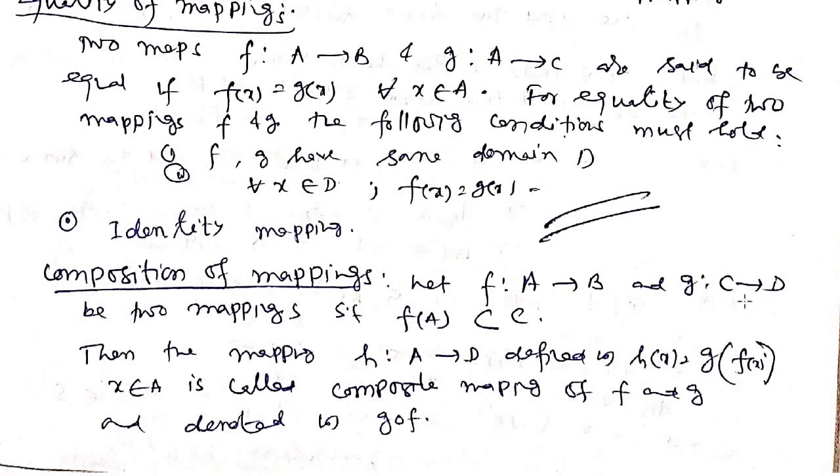Then the mapping h from A to D. See, it is A to B and C to D, but the mapping composition will be A to D. And the mapping is written as g compose f. How to define it? g(f(x)) for all x belonging to A, called the composite mapping of f and g, and it is denoted by g compose f.